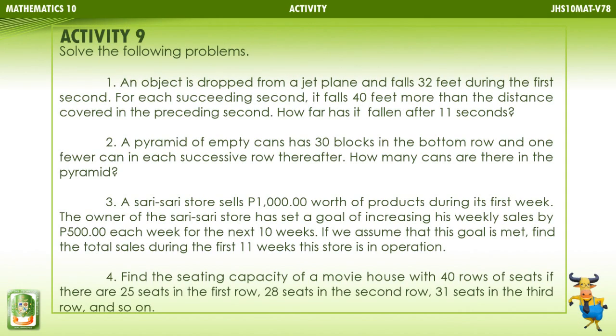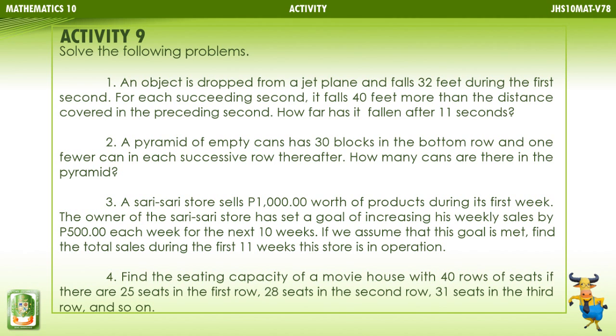Activity 9. Solve the following problems. 1. An object is dropped from a jet plane and falls 32 feet during the first second. For each succeeding second, it falls 40 feet more than the distance covered in the preceding second. How far has it fallen after 11 seconds? 2. A pyramid of empty cans has 30 cans in the bottom row and one fewer can in each successive row thereafter. How many cans are there in the pyramid?